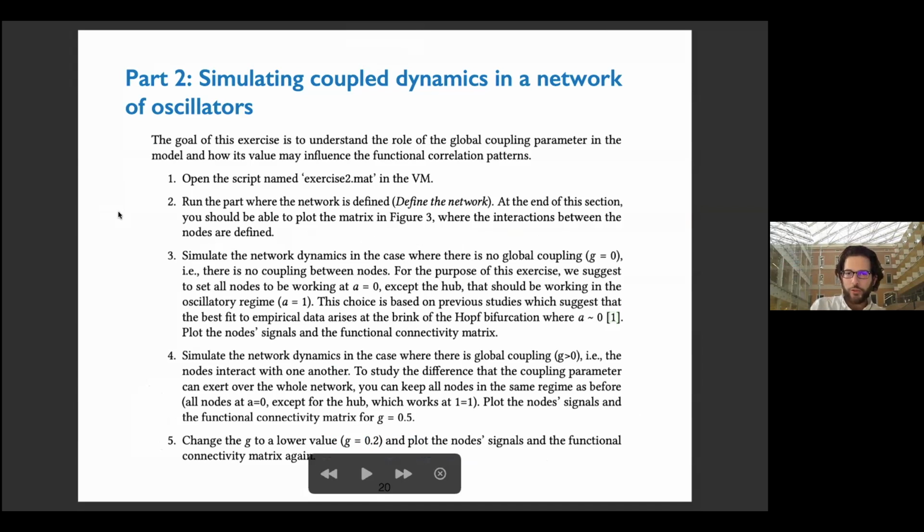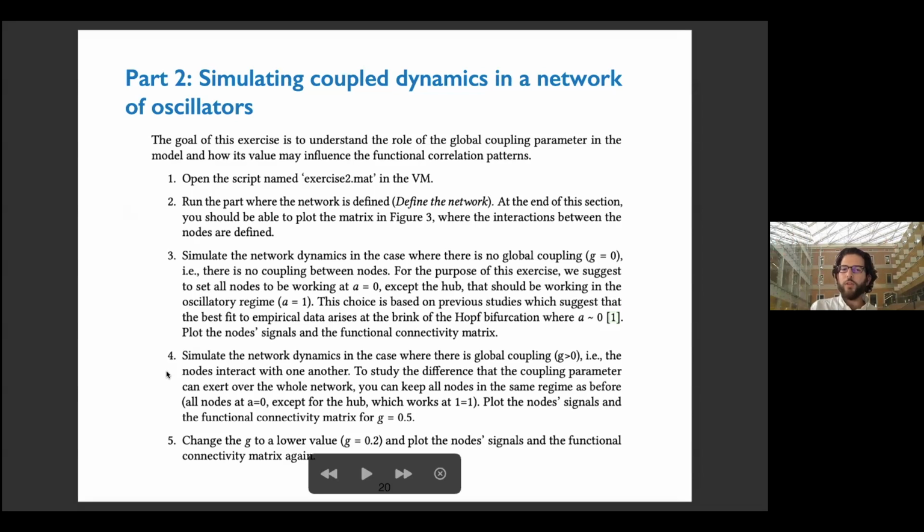Now, for exercise 2, we use the network that I just showed you. We have 10 nodes which are interconnected in these two modules with one hub in the middle. We will be working with A equals 0, which is based, as we said, on previous studies which suggest that the best fit to empirical data arises at the brink, at the edge of a Hopf bifurcation, and we use A0 except for the hub. We set the hub at A equals 1, so that we have sustained oscillations at least in one node that can spread to the rest of the network.